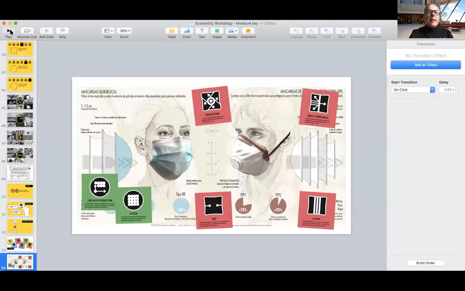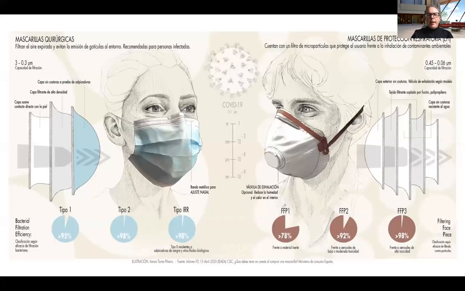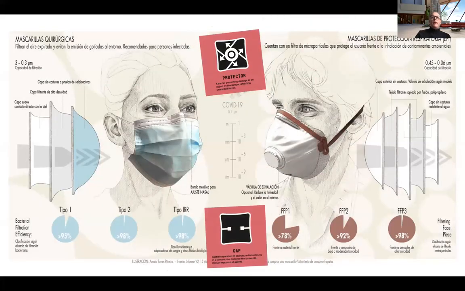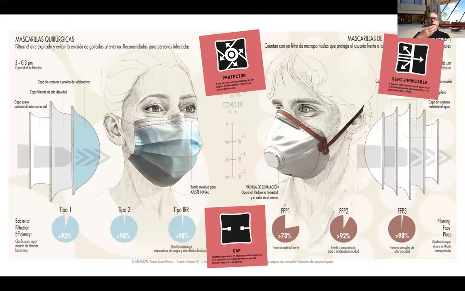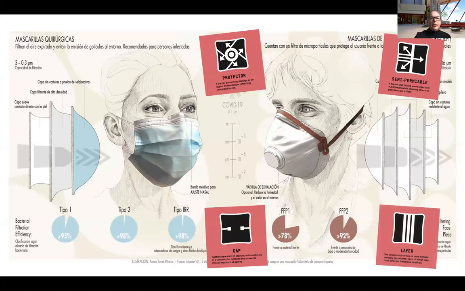It's semi-permeable, which means that air can pass through and certain particles can pass through, but it'll block other things. So that's part of the functional part of the mask. And there are layers to it. So in this diagram, you can see the different layers and what the different layers are intended to do.